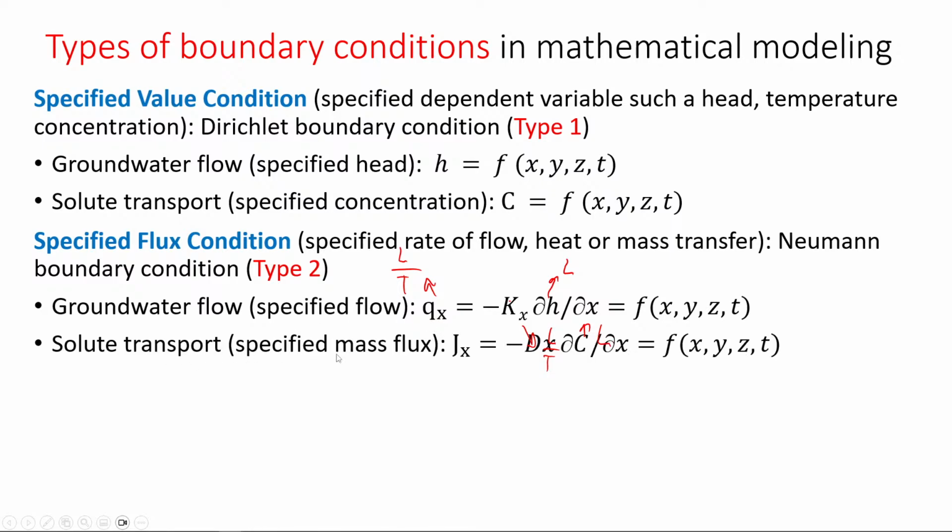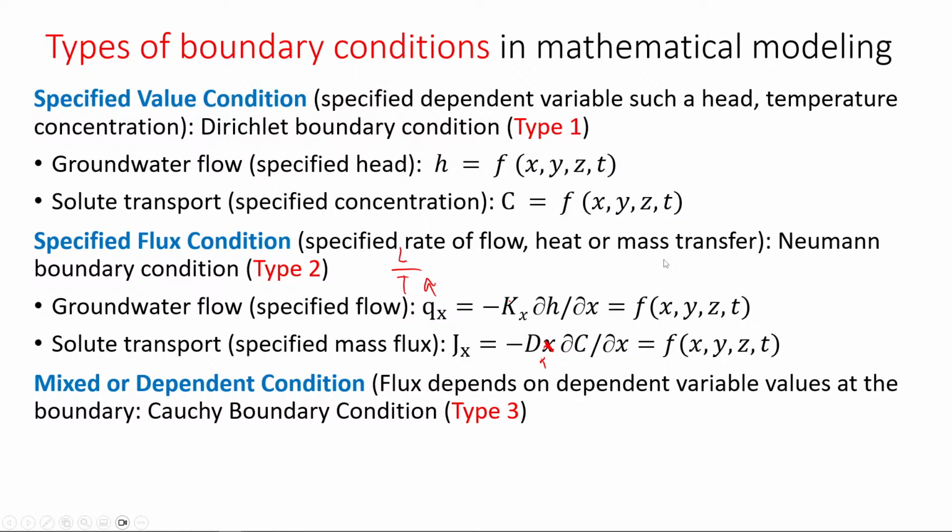And here, for example, you specify the mass flux. That's a subscript, by the way. Okay. You specify the mass flux. So here, instead of specifying the head value, you specify the flux, and the head would be calculated accordingly. Given this mass flux of contaminant, given this amount of contaminant that's entering through my boundary, then you can calculate what the concentration would be.